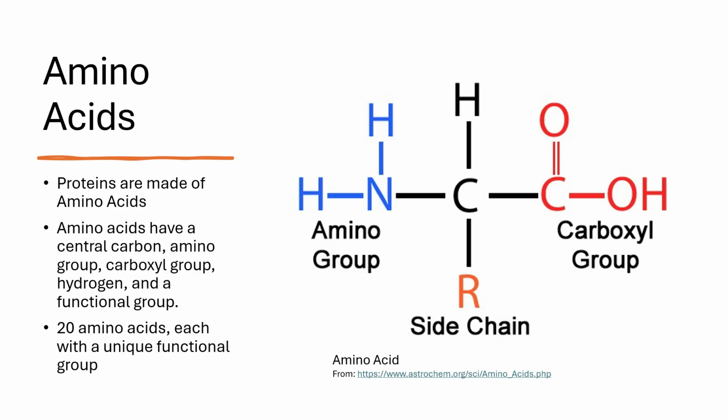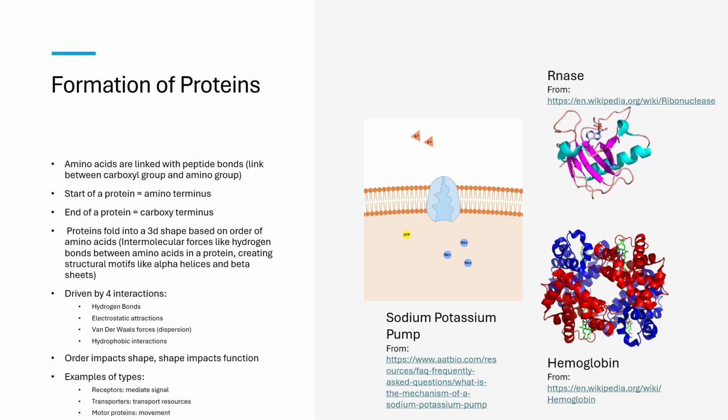Starting with amino acids, proteins are made of amino acids. Another way to say this is that amino acids are the monomers to proteins. Amino acids have a central carbon, which is attached to an amino group, a carboxyl group, a hydrogen, and a functional group. There are 20 different amino acids, and each one has a unique functional group, which determines how it interacts with its surroundings and the intermolecular forces.